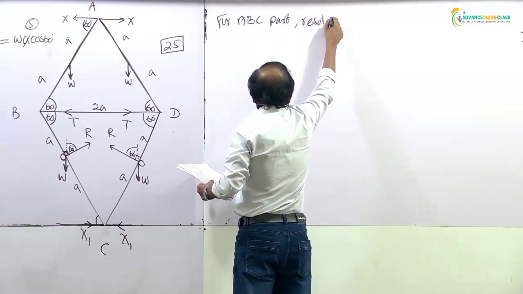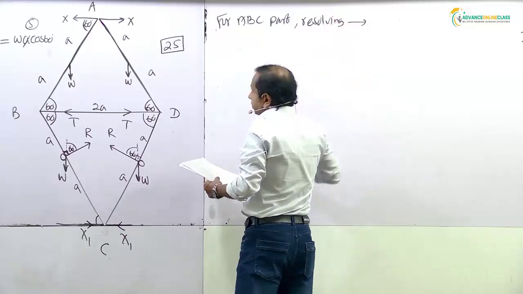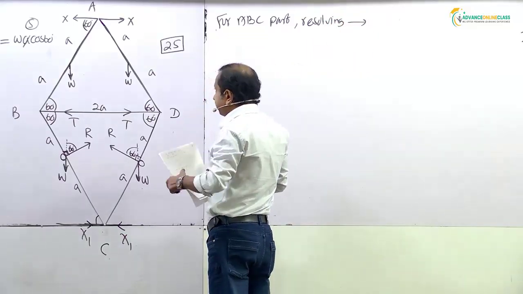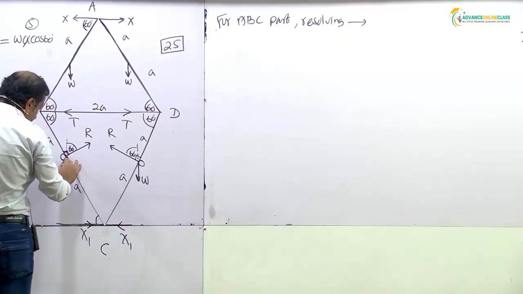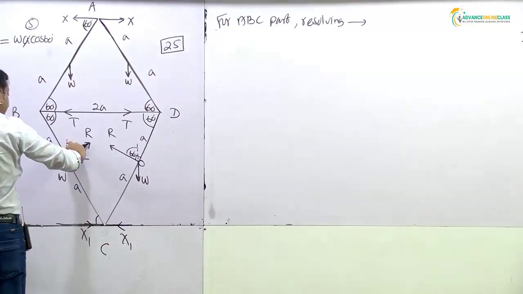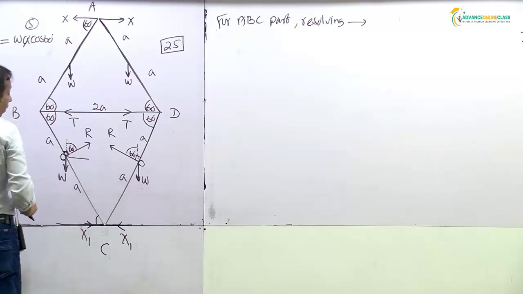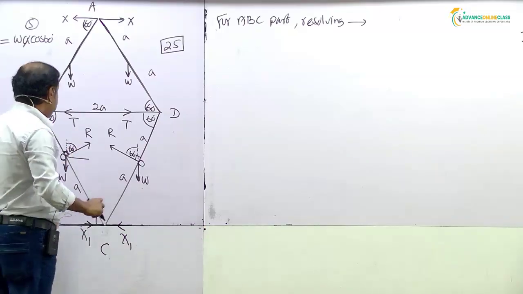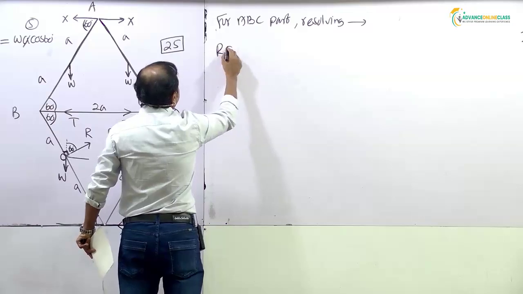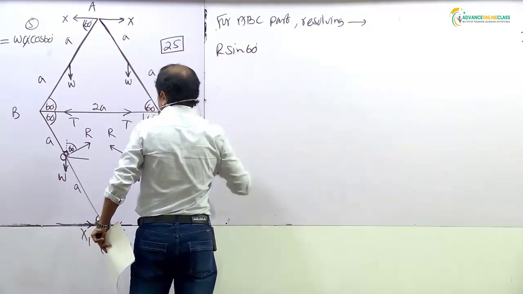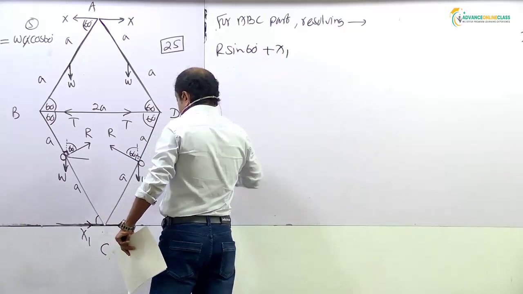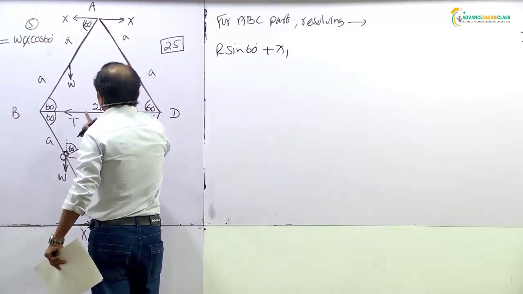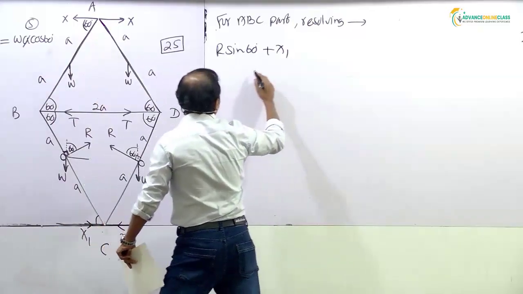Resolving rightward. What do you get? R. R sine 60. No, towards the angle cos, away the angle sine. R sine 60 rightward. R sine 60 plus x1, plus x1 also rightward. T and next leftward.